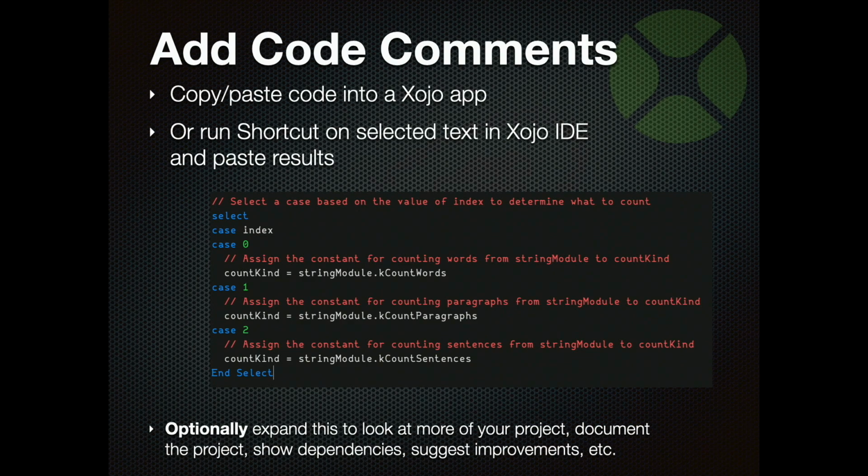But when you just run the shortcut itself, the shortcut itself just has a prompt that says, comment this code. That we can do, just the shortcut itself can do it, right? We don't have to involve Xojo, a special Xojo app. So that gives us an advantage because we can actually just run that right within the IDE.